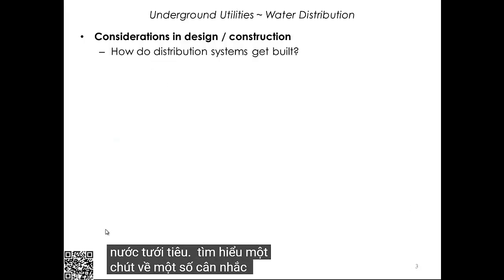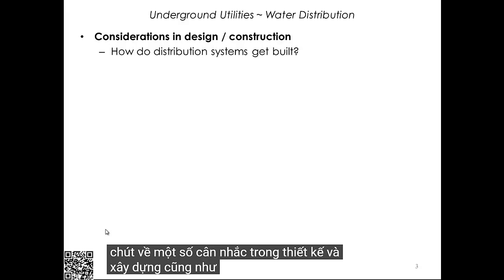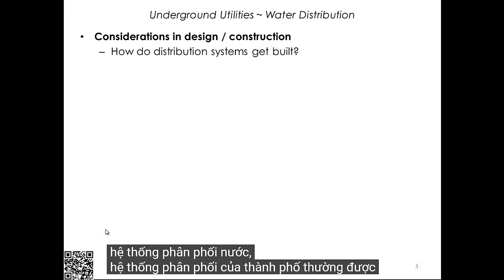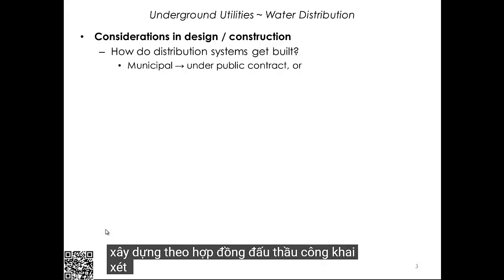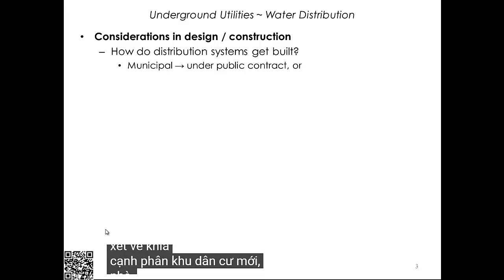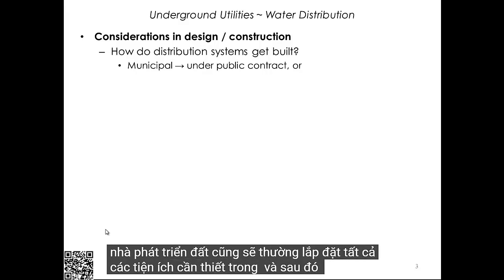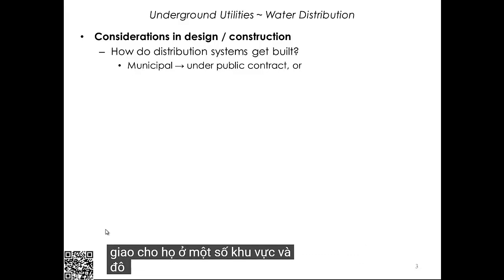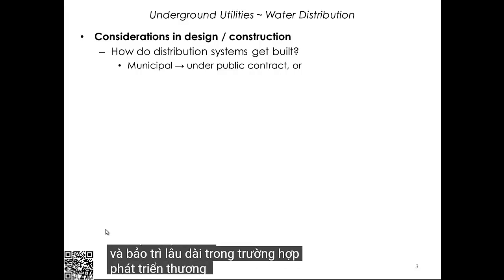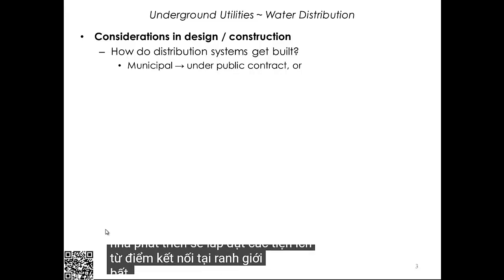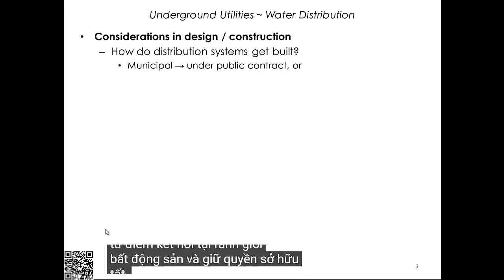Let's learn a little bit about some of the design and construction considerations in a water distribution system. Municipal distribution systems are usually constructed under a publicly bid contract. In terms of a new residential subdivision, the land developer will often install all of the required utilities and then deed them over to the municipality for long-term operation and maintenance. In the case of commercial or industrial developments, the developer will install the utilities from the connection point at the property line and retain ownership of all of them on the site.